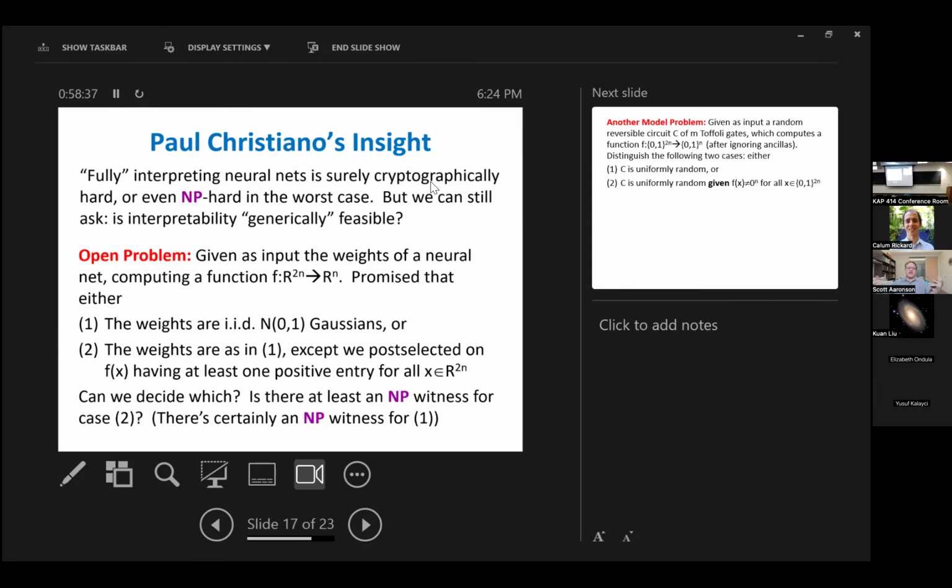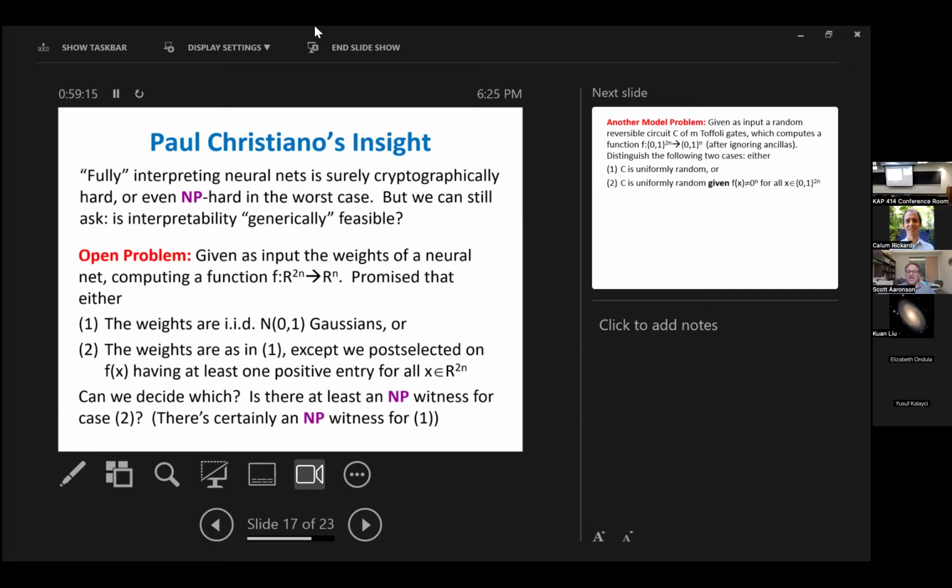So what do we mean by that? He asked the following example problem. Let's say that you were given as input the weights of a neural net that computes some function f, let's say that maps 2n real numbers to n real numbers. It has some number of layers, and now I will promise you that one of two things is true about this neural net. Either, case one, this is just a totally random neural net. What do I mean by totally random? Well, there actually is a meaning to that.